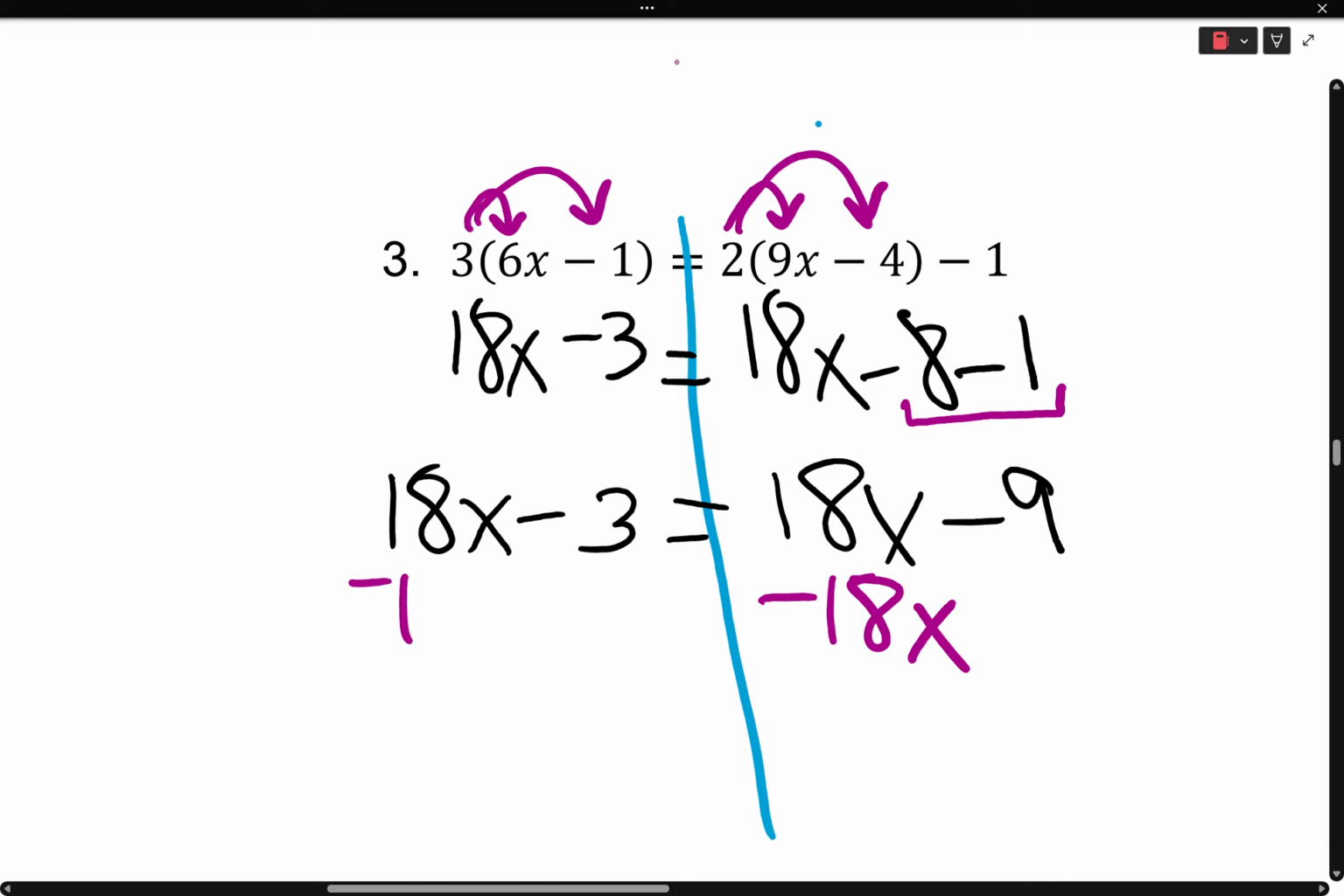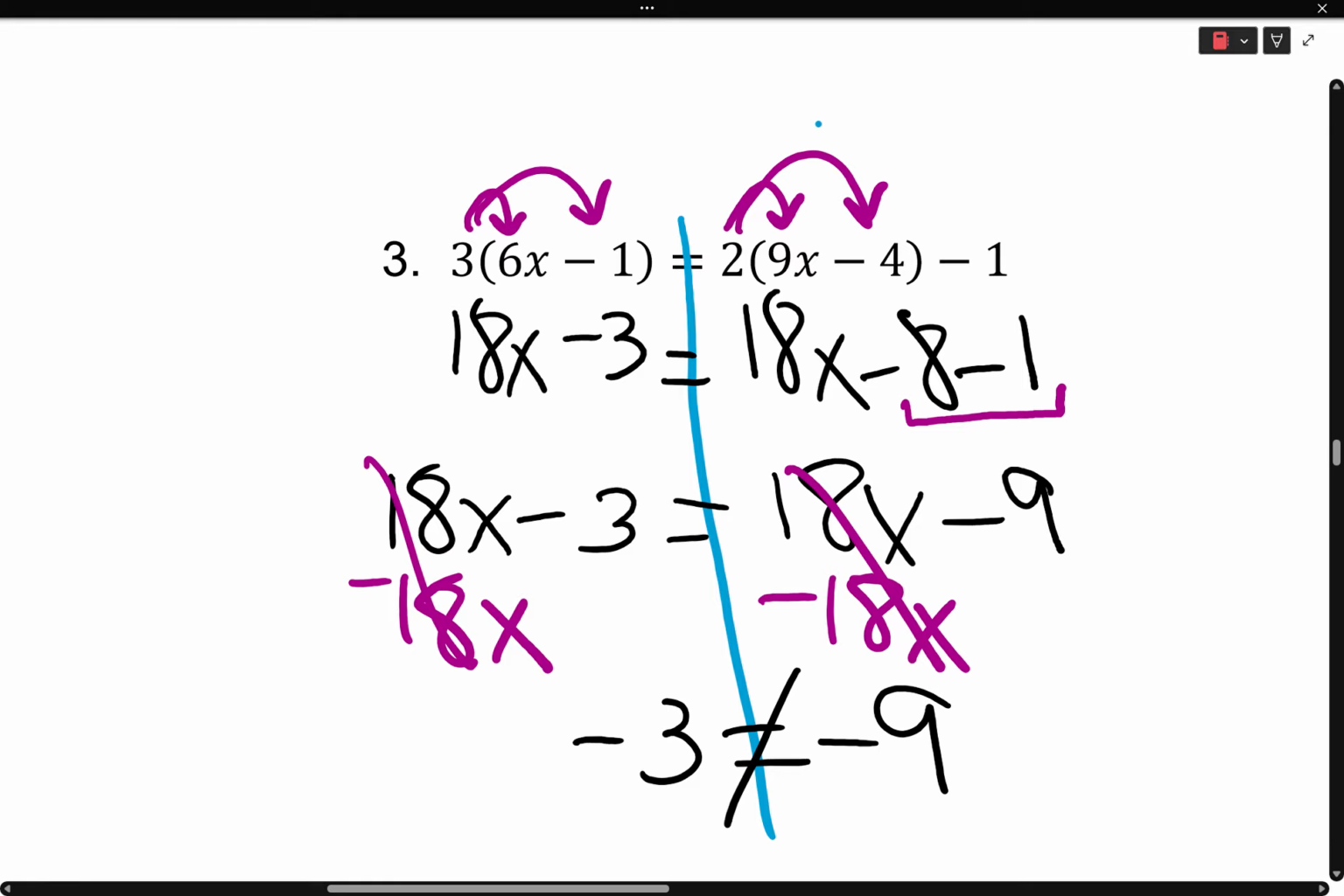And you know what? They cancel again. So I'm left with negative 3 equals negative 9. It does not. Another no solution.